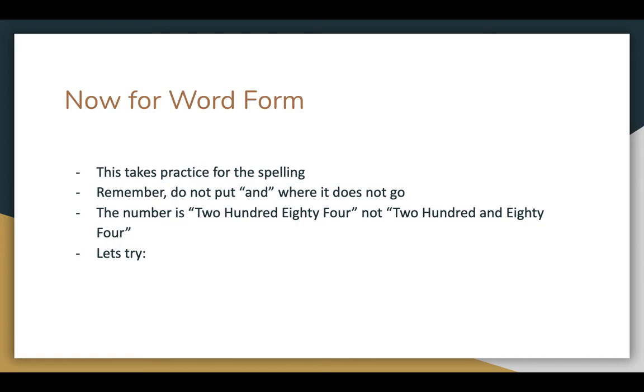This takes practice for the spelling. A couple tips: don't put "and" where it doesn't go. So for example, the number is 284, not 284. Okay? So that's a minor, it seems like a very small difference, but it's actually kind of important. But the big thing is try to write it exactly how it's supposed to be written. Now, I understand if you make misspellings, that just comes from practice. Do your best with this.